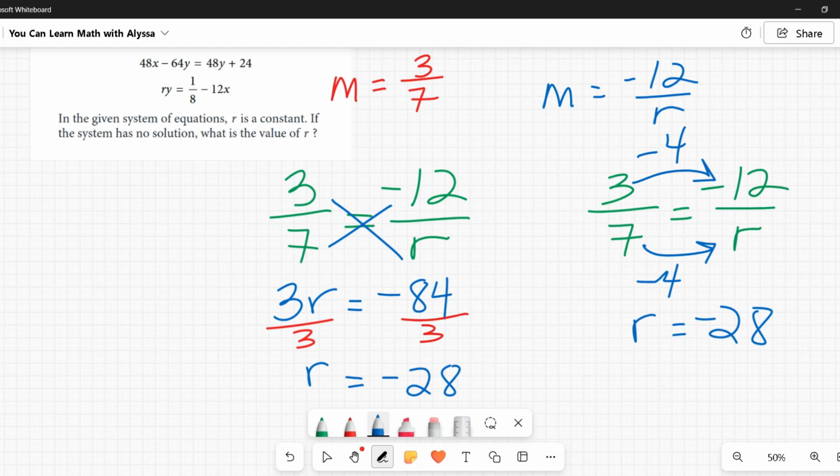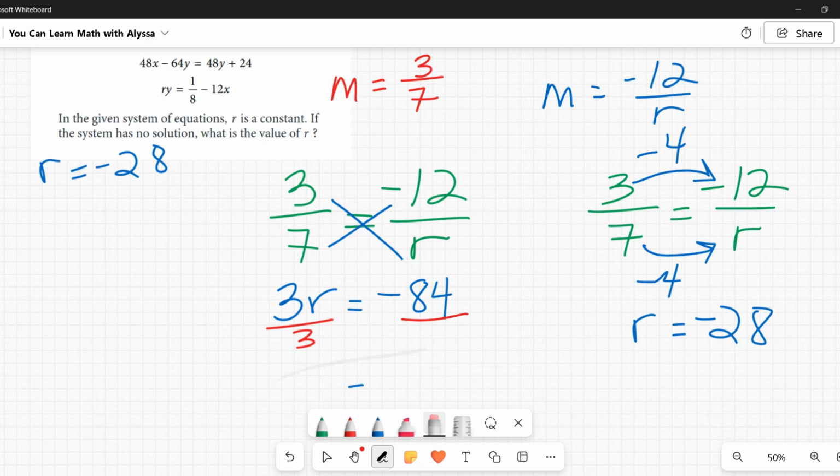That's another way you can do it in this particular case, but like I said, sometimes the numerator is not a multiple of the other numerator, so you can't do that. Oh, times negative 4, times negative 4. This way will always work, regardless of whether that multiple thing is true or not. So, okay, r is negative 28. That is my answer, and I'm going to write it over here.